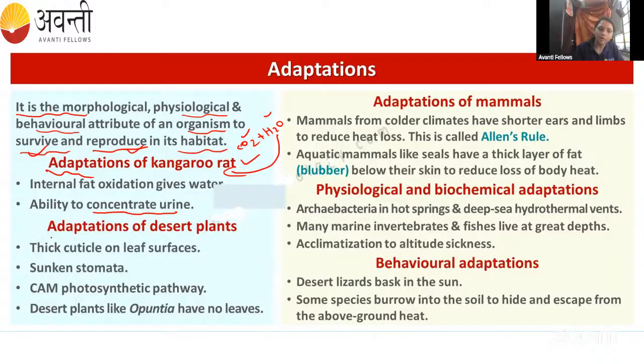Then the adaptation of desert plants. You have seen that desert plants have adapted to high temperature. How? With a thick cuticle. On the leaf, you can see thick cuticles are present, right? When the thick cuticles are there, transpiration will be low. Transpiration means evaporation of water, right?